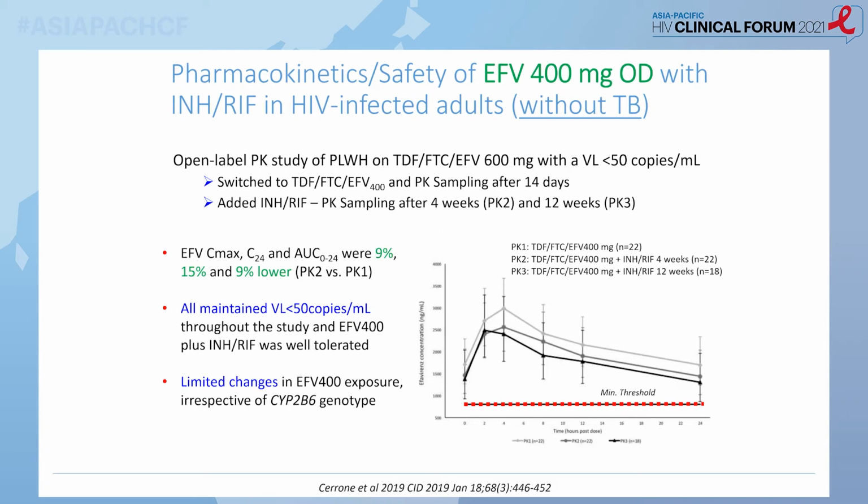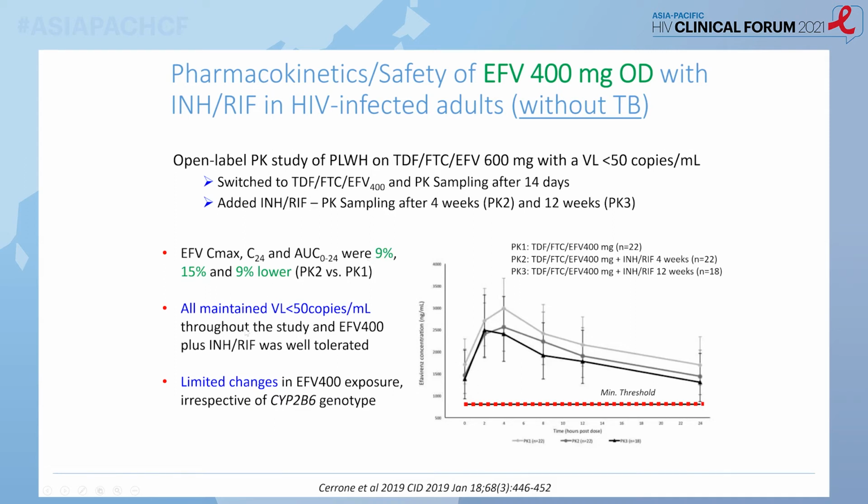And that study is being done. And as we'd expect, the rifampicin does reduce efavirenz concentration still, like it did with the 600, and it's still getting close to this minimum threshold, which you see here on the right. But nevertheless, the impact was still relatively low, 9–15% lower in terms of the PK parameters.